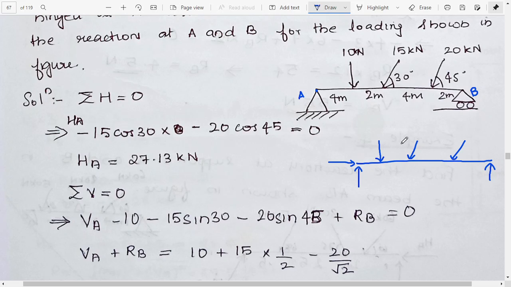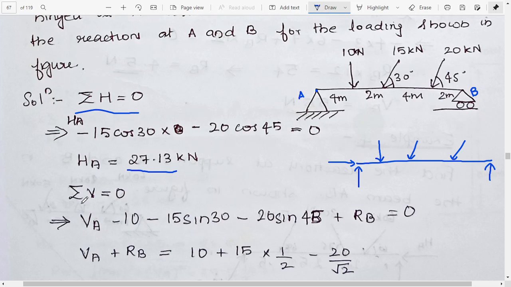So in the case of an equilibrium state, summation of H, summation of V and summation of M should be equal to 0. So if you are considering summation of H is equal to 0, we are having HA, this one, plus minus 15 cos 30, then minus 20 cos 45 is equal to 0. So from that we will get the unknown value HA to be 27.13 kilonewton.